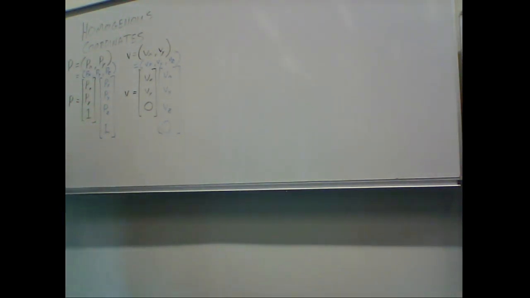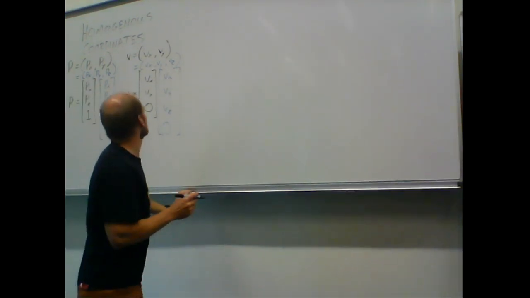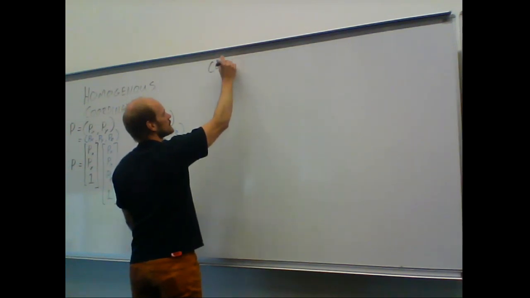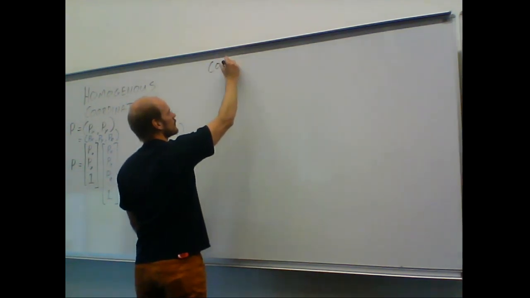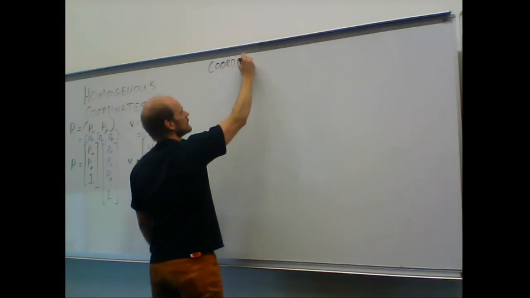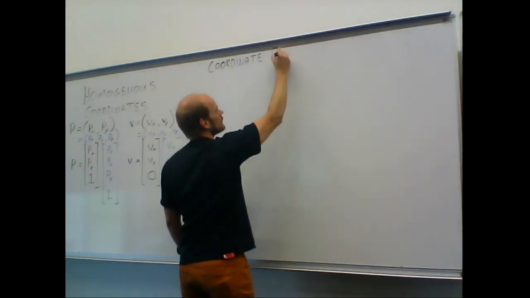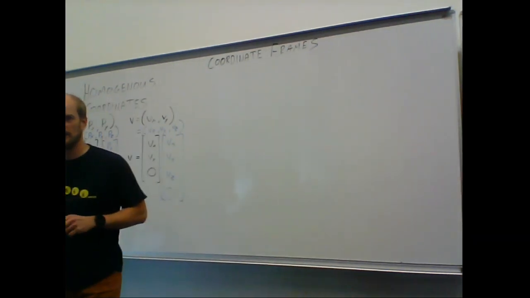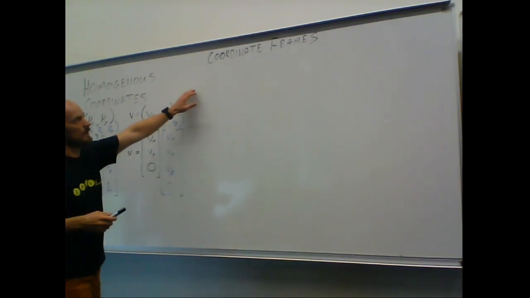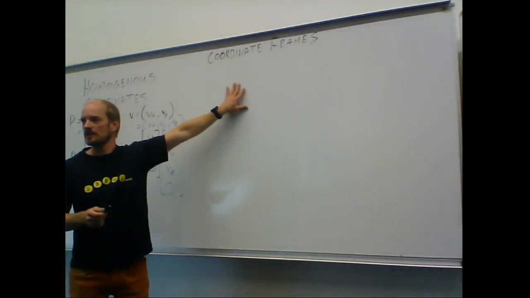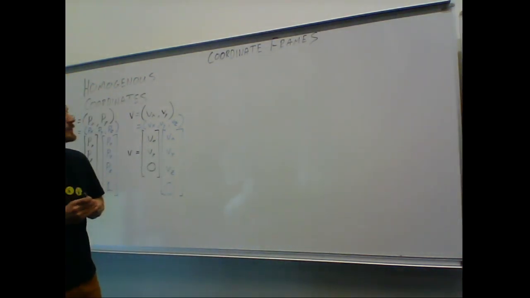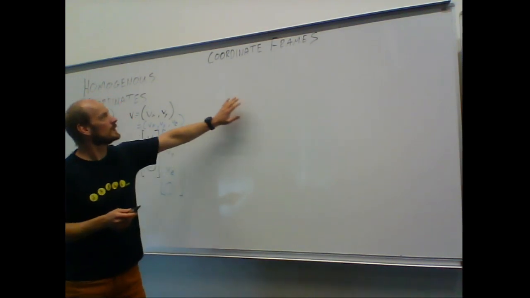All right, so let's leave homogeneous coordinates here for a while. And let's look at another thing, which is coordinate frames. I'm just going to draw this in 2 dimensions, but you can just add the 3rd dimension and the same things apply. It's just hard to draw in 3 dimensions.